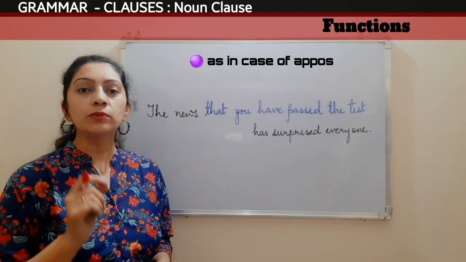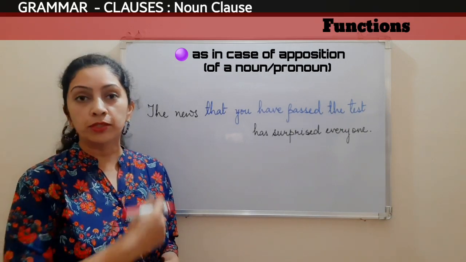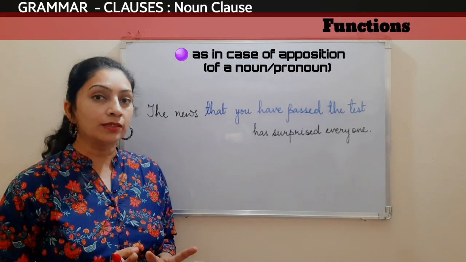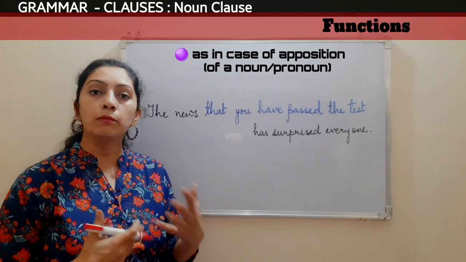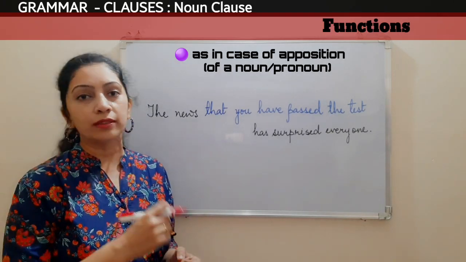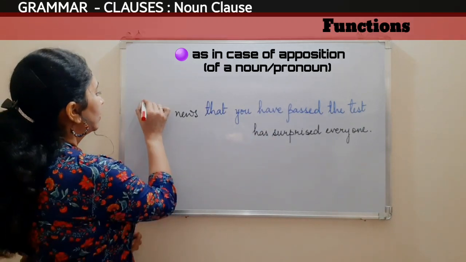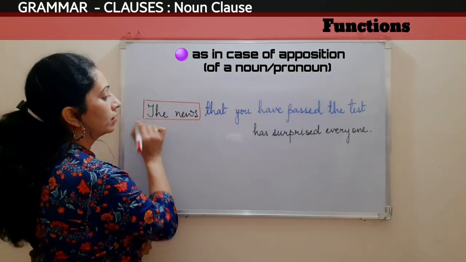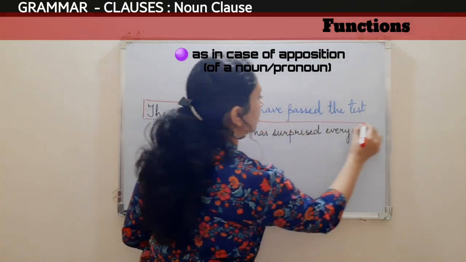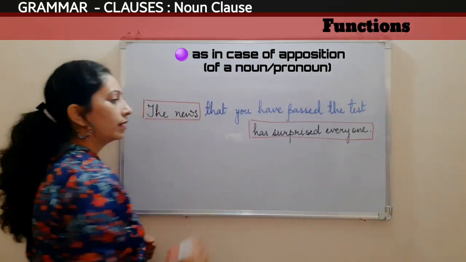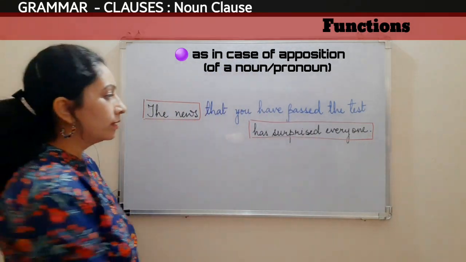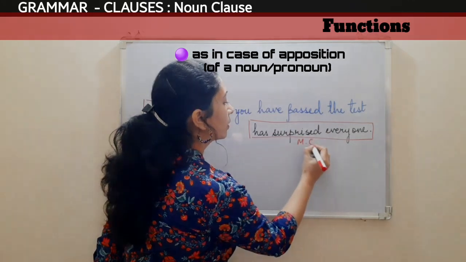The next case is when the noun clause is used in apposition. Apposition means words which are used to explain more about the noun or pronoun in the main clause. Let's now see what is the main clause here. "The news has surprised everyone." This gives me a complete meaning, so it becomes the main clause.